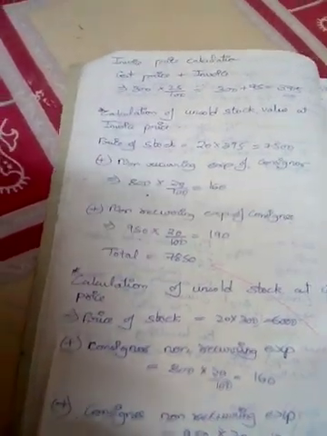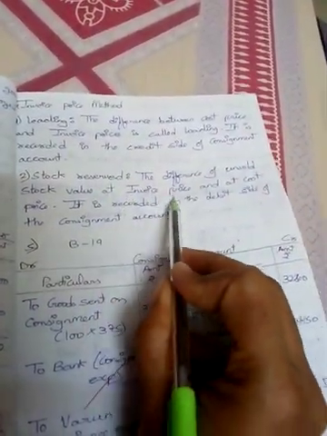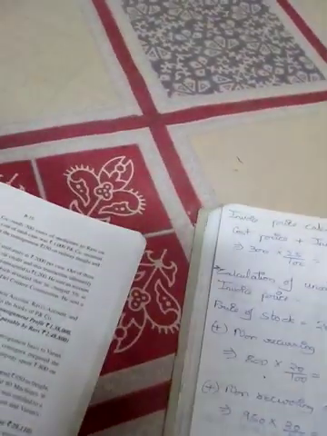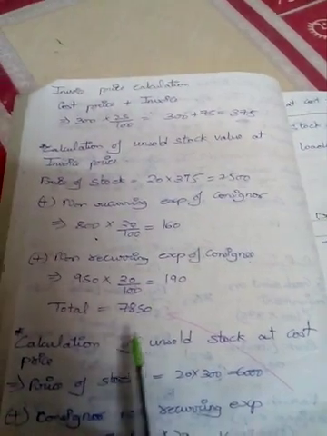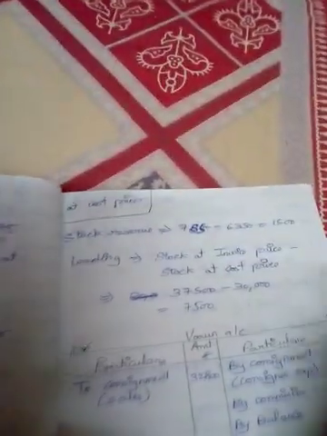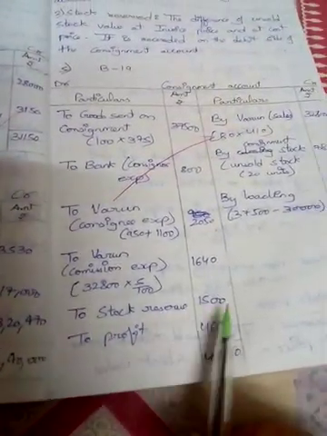Now we'll calculate stock reserve. I already told you stock reserve is the difference between unsold stock value at invoice price and at cost price. We have unsold stock at invoice price 7,850 and at cost price 6,350. So the difference is 1,500 rupees, and this 1,500 we will be recording on the consignment account debit side as stock reserve, 1,500.